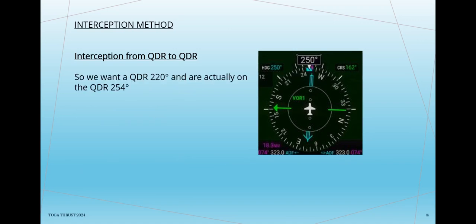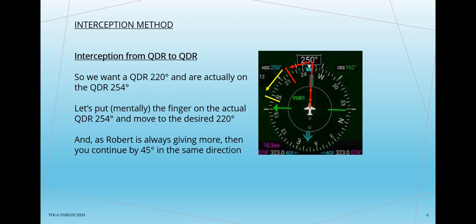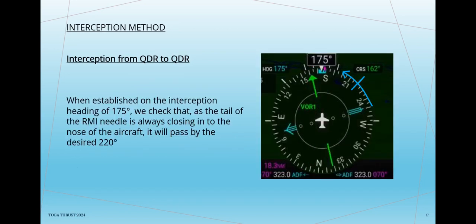So we want a QDR 220 degrees and are actually on the QDR 254 degrees. Let's put, mentally, the finger on the actual QDR 254 degrees and move to the desired 220 degrees. And, as Robert is always giving more, then you continue by 45 degrees in the same direction. And here is our interception heading, 175 degrees. When established on the interception heading of 175 degrees, we check that, as the tail of the RMI needle is always closing into the nose of the aircraft, it will pass by the desired 220 degrees.